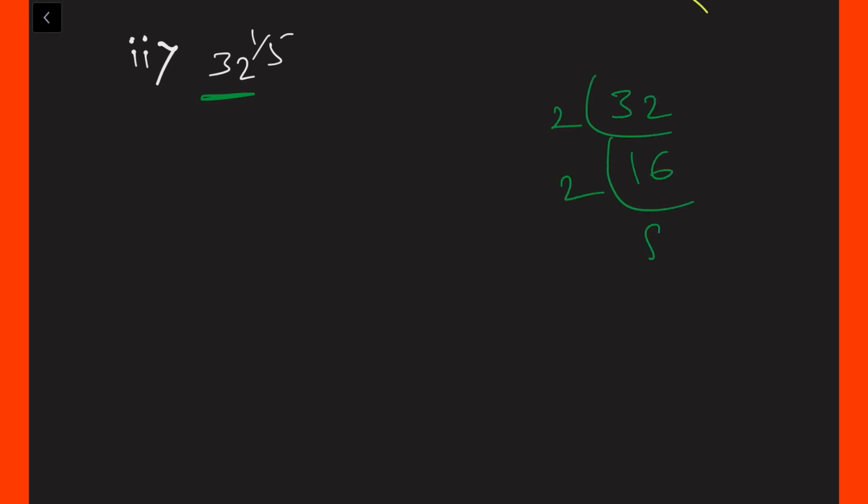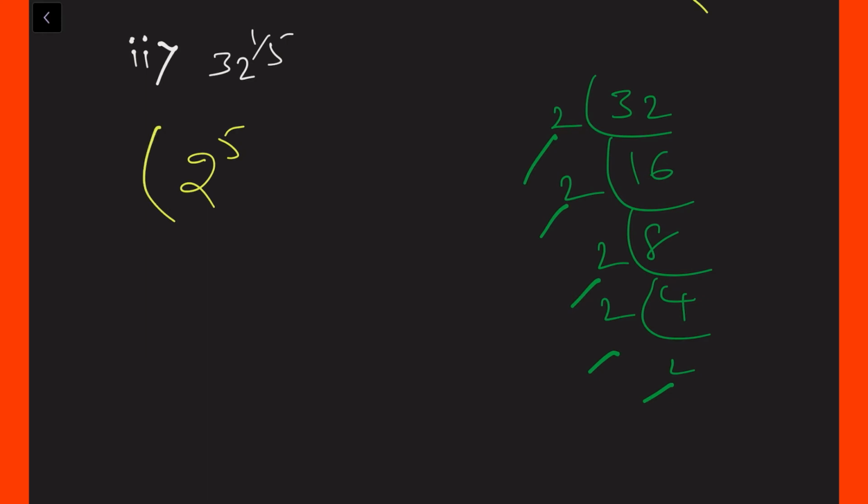Next, the second question we have: 32 whole power 1 by 5. Here also the base is 32, so do prime factorization for that base. 2 16s are, 2 8s are, 2 4s are, 2 2s are. So how many times is it there? 1 2 3 4 5. So 5 times. 32 is nothing but 2 power 5.